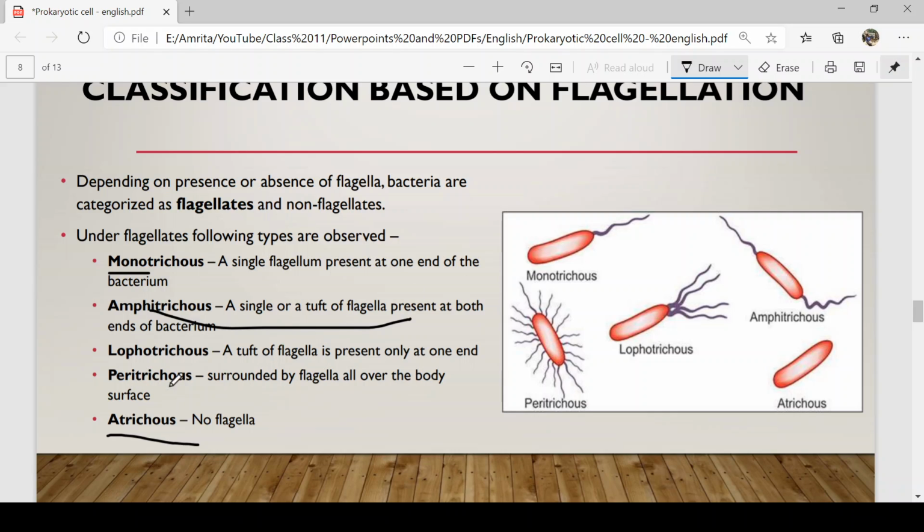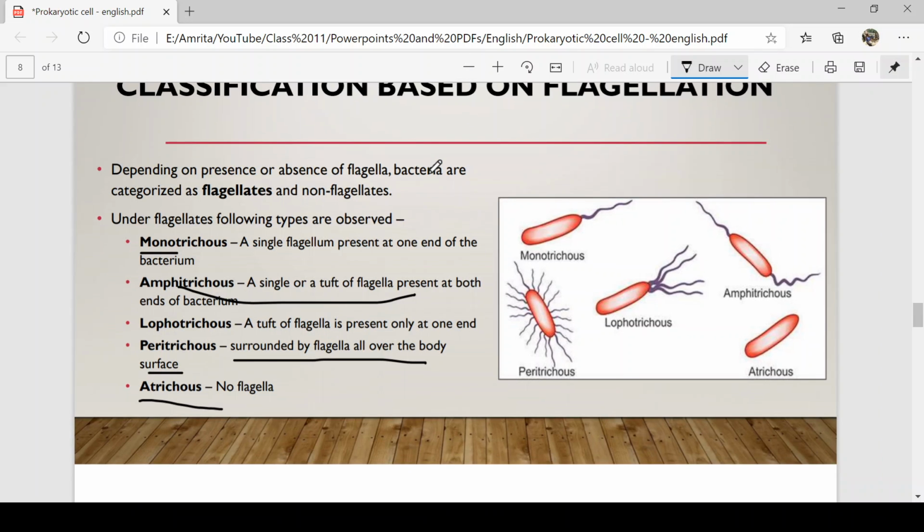Next, we have peritrichous, when the bacterium is surrounded by flagella all over the body surface. The word peri itself says perimeter, right? Perimeter is what? The surface. So here also, peri means on the surface. Throughout, there are flagella present. So this is peritrichous, on the surface. I hope this classification is also clear.